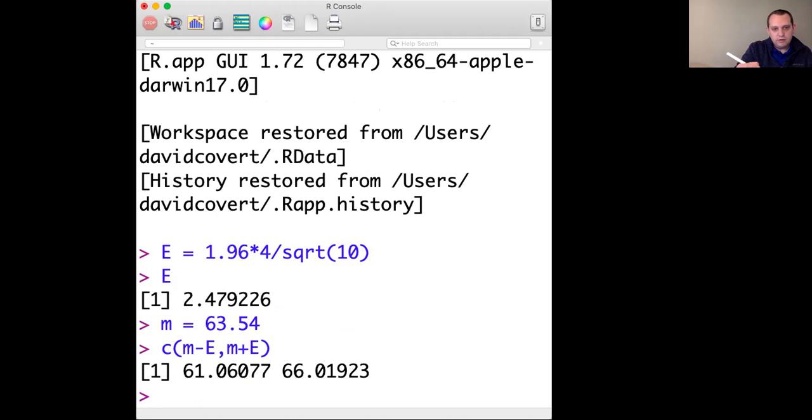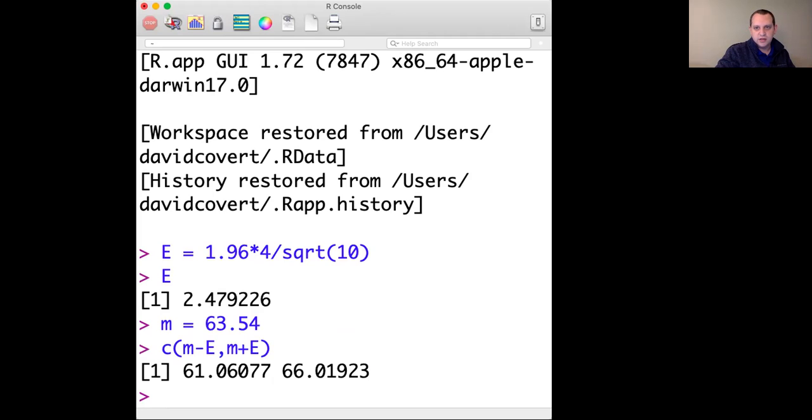Okay, that's one way to write this. Or we could write our confidence interval as 63.54 plus or minus our standard error, which we said was 2.4792. So there's two different ways to write this. Sometimes the book calls for one way over another, but this is generally how we're going to compute.